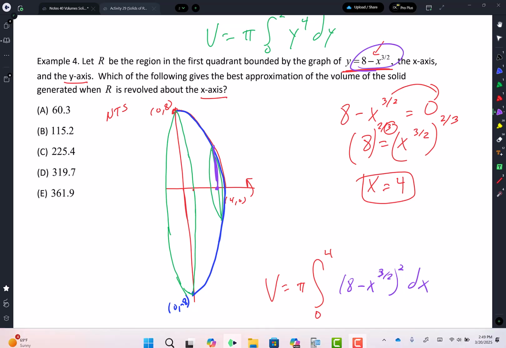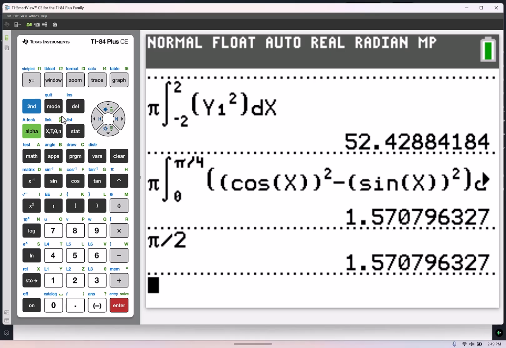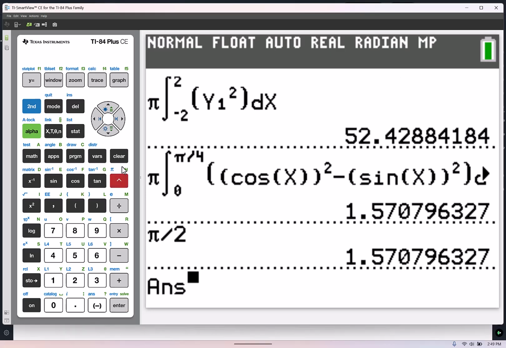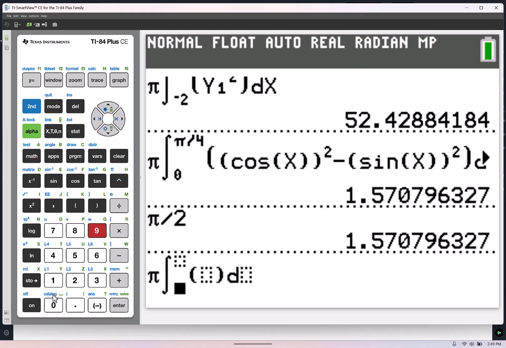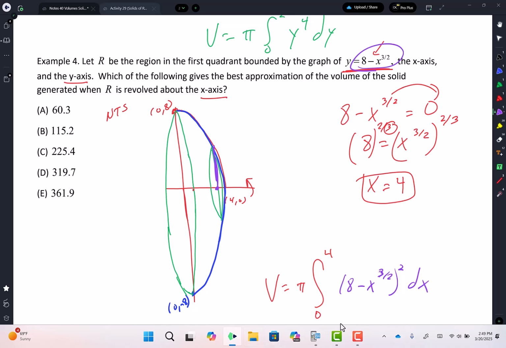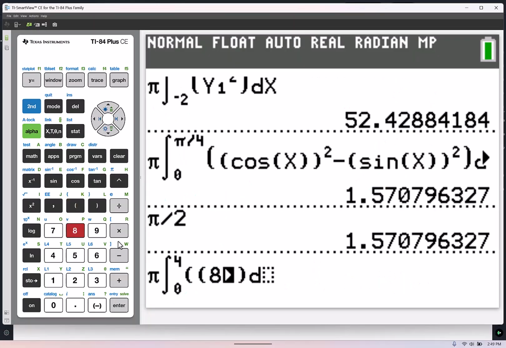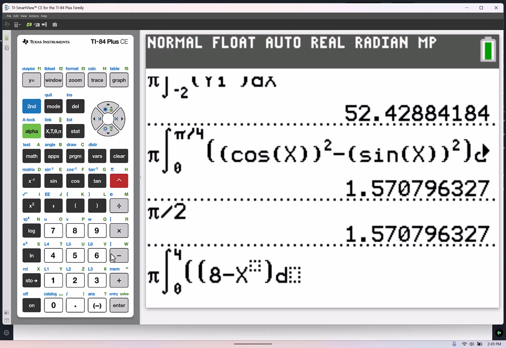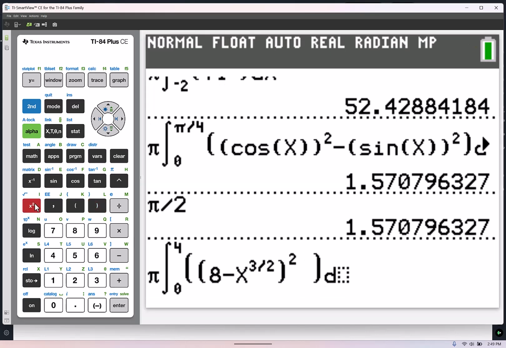So here we go. Take my calculator. Second pi. Pi, math 9, from 0 to 4. And then I'm going to open up a parenthesis, and I'm going to type in there 8 minus x to the power 3/2. And then close, and then there it is. So I'm going to square that. And I think we're good. Close, yep, that's it. And then put an x on it. Be careful. Bam.